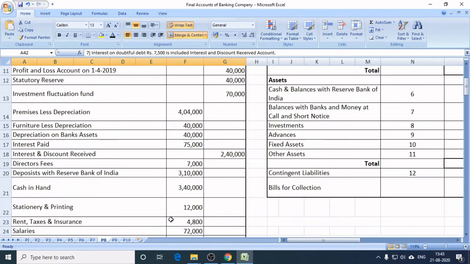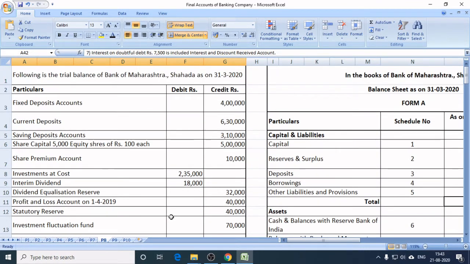So let's begin. But before that, let me remind you the two important rules of transferring the particulars from trial balance to financial statements, that is balance sheet and profit and loss account. The rule number one is that if any ledger has a credit balance in the trial balance statement, then such a ledger would be either income or liability.